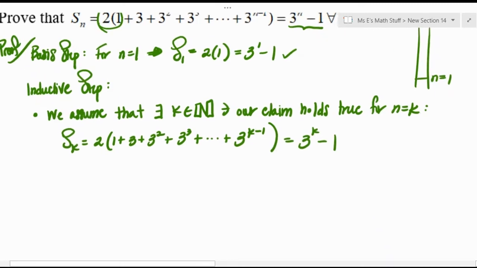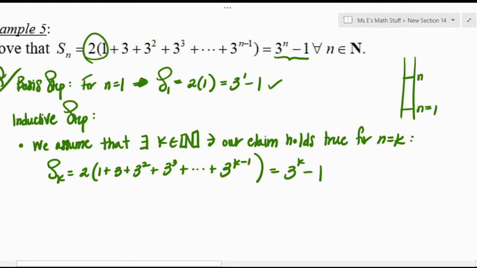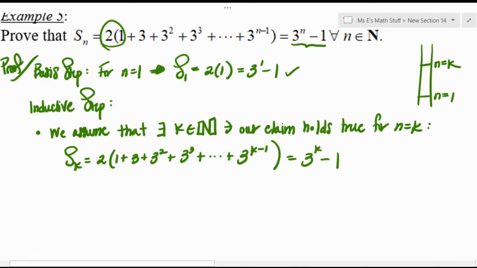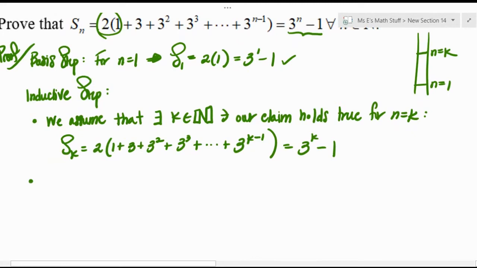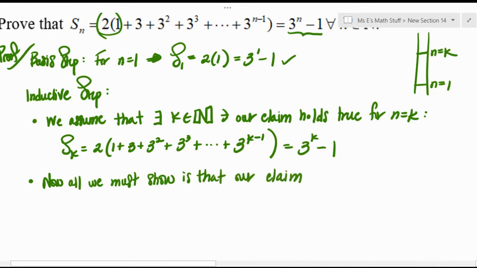Okay, so here's our claim. Our claim is you can get your foot on the kth rung of the ladder. Now the burden of proof is to show that you could also get to the k plus 1 rung of the ladder. So now all we must show is that our claim also holds true for n equaling k plus 1. Okay, so let's get started on that.